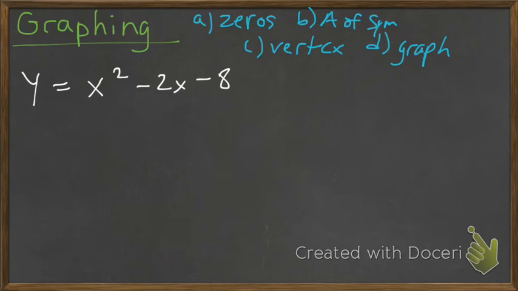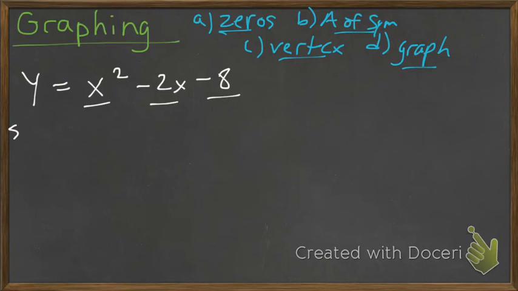So in some cases, you're going to have to graph, and we did this in the last unit, so it shouldn't be a problem. We have y is equal to x squared, subtract 2x minus 8. Now this is in standard form. We're going to put it into factored form, so we can find our zeros, axis of symmetry, vertex, and graph. We'll draw our graph, I guess, not find our graph.